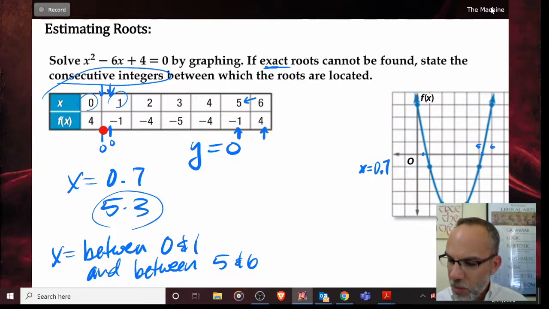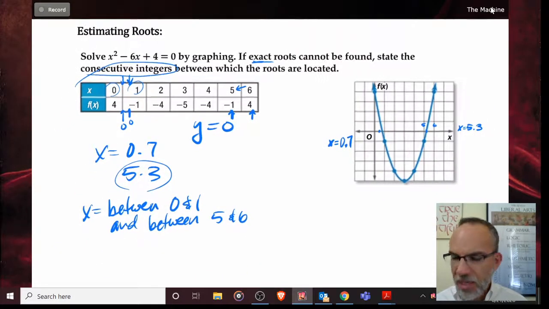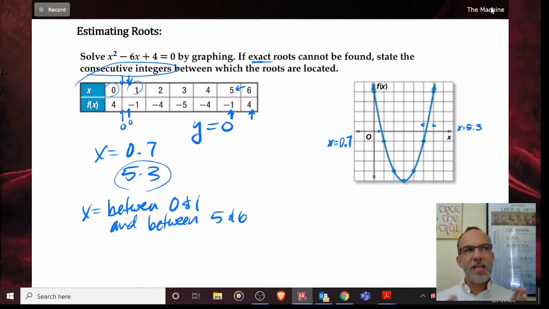Since I have a y value of 0 between here and here, the x value has to be between here and here. Somewhere between 0 and 1 for that first one, and somewhere between 5 and 6 for the second one. Okay. Now, that's a highly useful skill, being able to read in between data points. And there's a special word for that. It's not in the book, but I'll give it to you. It's called interpolation.